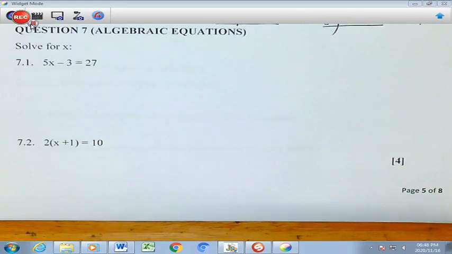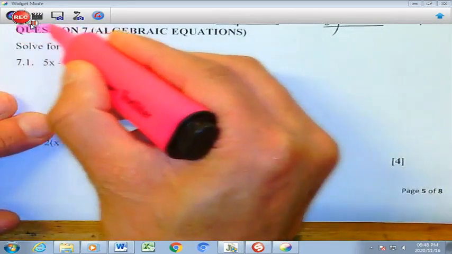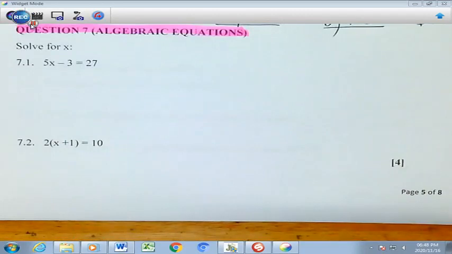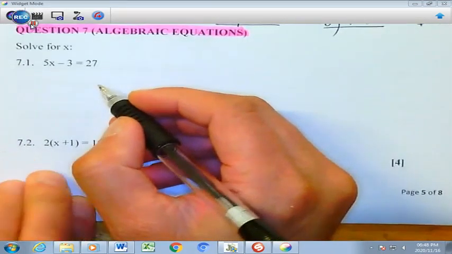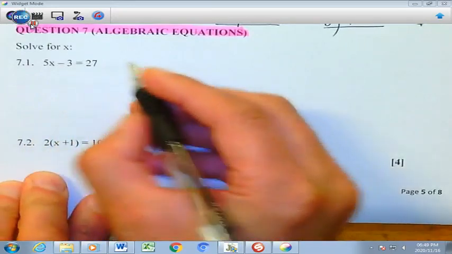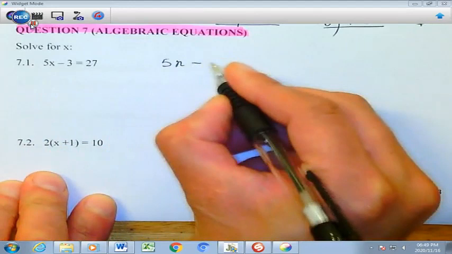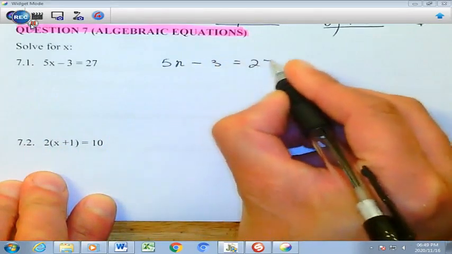We turn our attention to question number 7, and that deals with the algebraic equations. Now I'm going to highlight that again because that's the focus now. I have 2 equations here where the instruction asks me to solve for x, 7.1 and 7.2. Let's look at the first one. So the equation is 5x minus 3 equals 27.